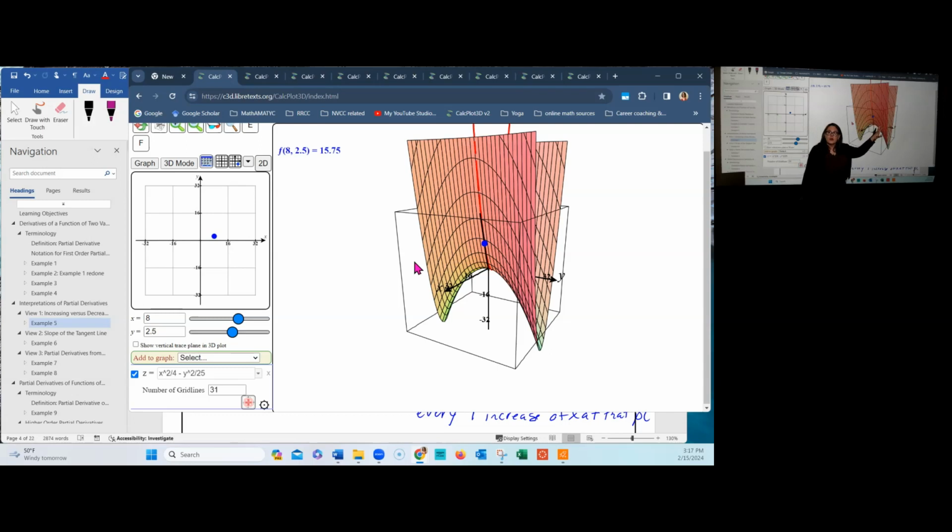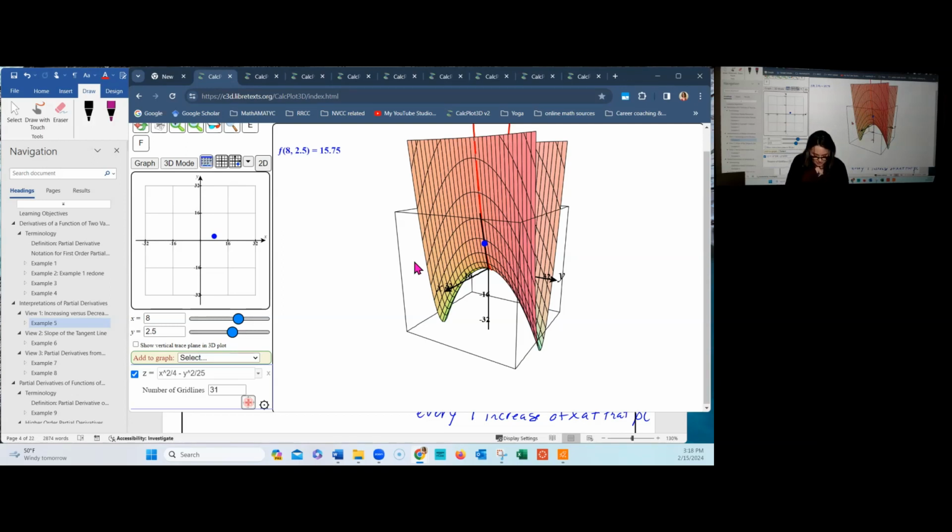We want to know at that point, is the z value increasing if I increase x by 1? If you increase x by 1, you're moving in this direction. And as you can see from the picture, the z value is increasing quite rapidly. So it's going up by 4. The tangent line is here in black. So as it goes up, the other goes up.